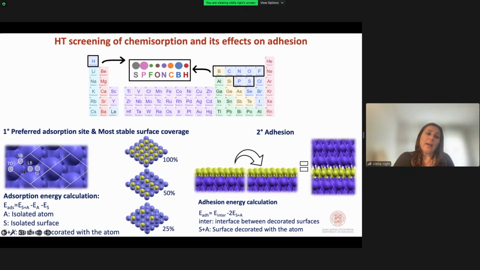So first of all, we identified the most favorable adsorption site for these atoms by adsorbing the atom in the high symmetry sites of the different considered surfaces. Then we calculated the adhesion as a function of the coverage, analyzing the chemisorption energy as a function of coverage. And finally, by mating the two covered surfaces with the selected atoms, we calculate the adhesion of the new interface and its percentage decrease or increase with respect to the clean interface.